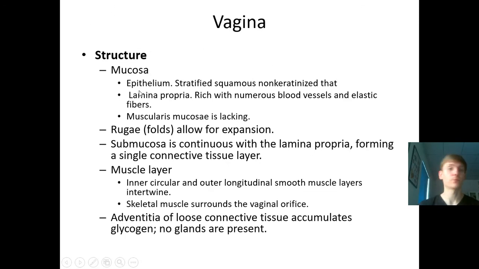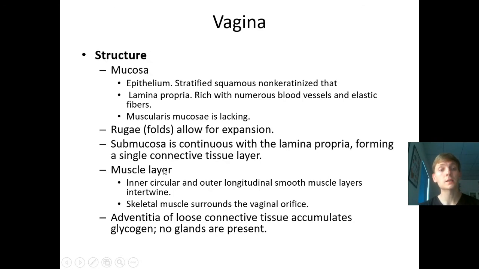Vagina. The mucosa of the vagina is composed of stratified squamous epithelium, as we discussed in the ectocervix. It also contains lamina propria, rich with numerous blood vessels and elastic fibers. Muscularis mucosa is lacking, and here we have rugae, same as in the stomach, made for expansion, because during sexual intercourse the vagina expands. The mucosa is continuous with the lamina propria, forming a single connective tissue layer.